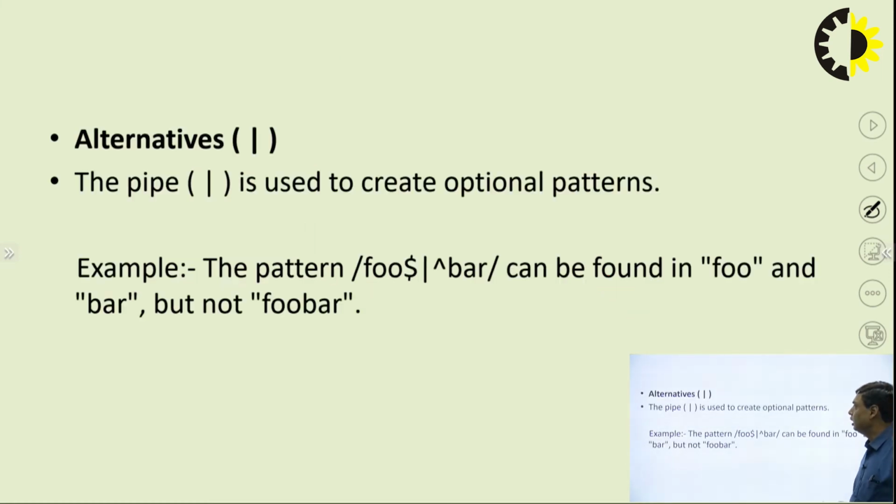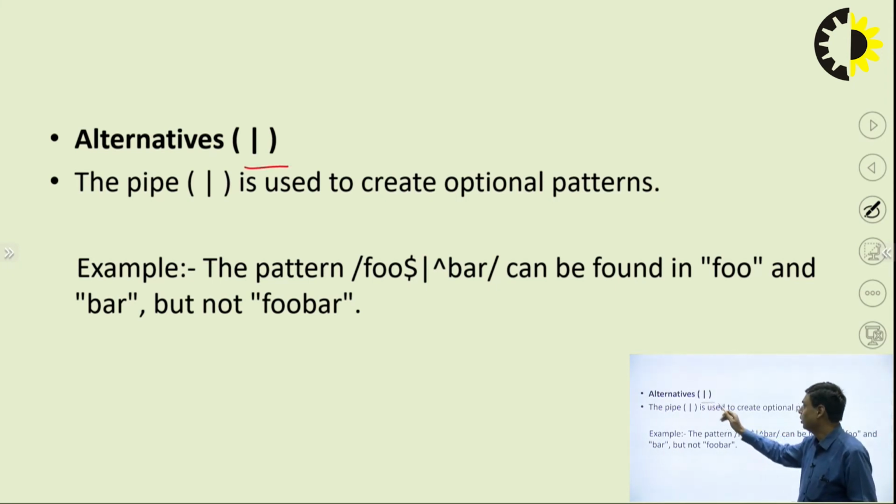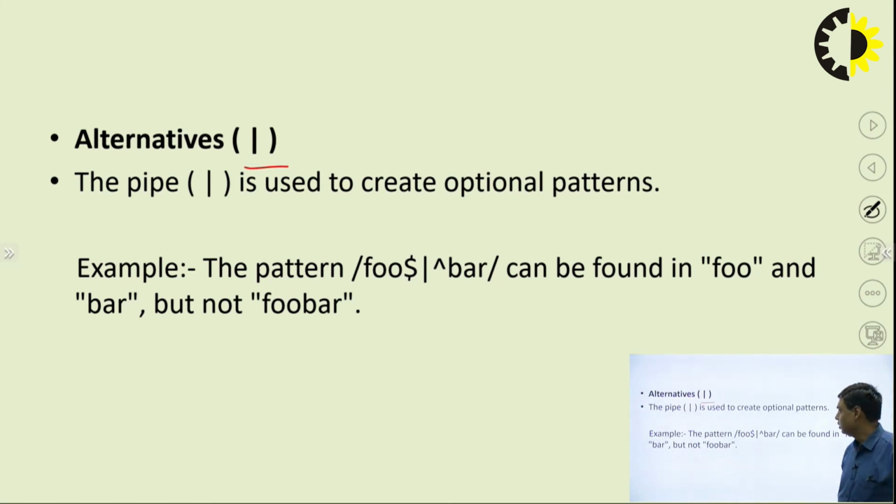Next is alternative. We can define more than one pattern with the help of this pipe symbol, or you can say we can define an alternate of the patterns. Now this is the regular expression, and we have defined 2 patterns. Now start guessing what is the meaning of this pattern. Take some time.